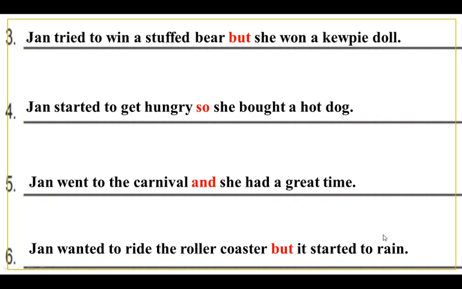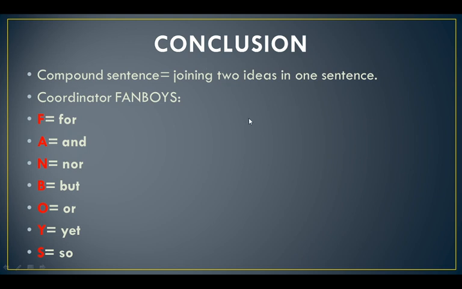Okay, so as for the conclusion, the compound sentence means that you need to join two ideas in one sentence. Maksud dia compound sentence, kita menghubungkan dua idea dalam satu ayat. Okay, and then for the compound sentence, we will use the coordinators FANBOYS. It's not necessary for you to use the FANBOYS, okay? There are a lot more coordinators or conjunctions that can be used, but these are some of the often used conjunctions, so it's easier for you to memorize them. So you can memorize the FANBOYS, okay?